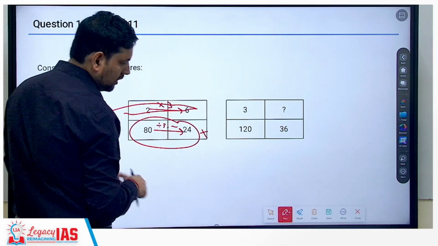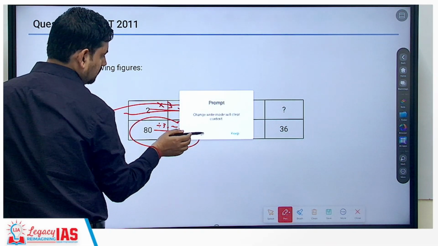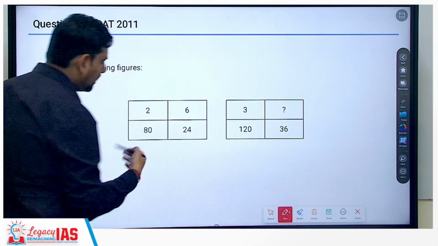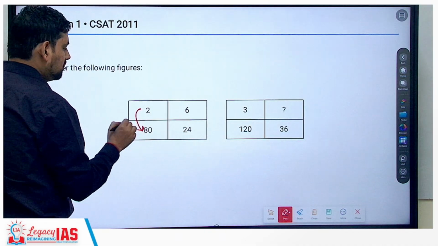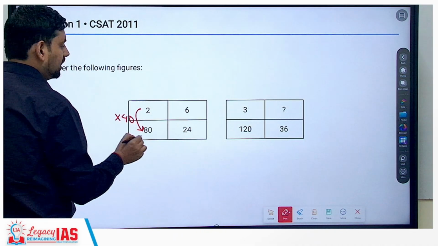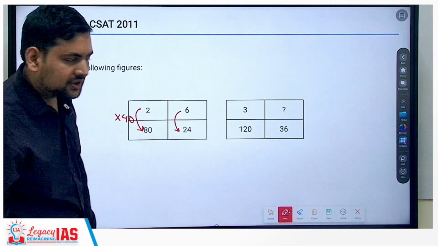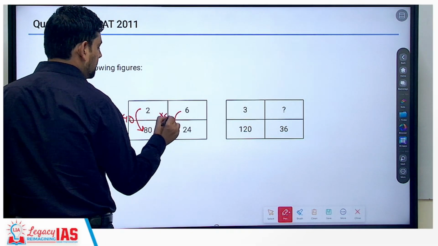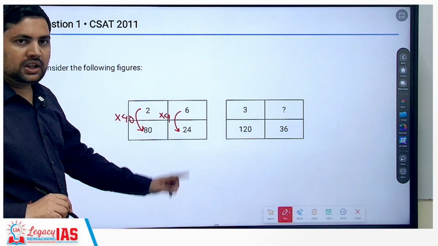Then what you do? You look in the vertical direction. If you see 2 and 80, how can you get from 2 to 80? Multiplication by 40. Similarly, 6 to 24: how can you go from 6 to 24? This is multiplication by 4. So this is multiplication by 40, and this is multiplication by 4.